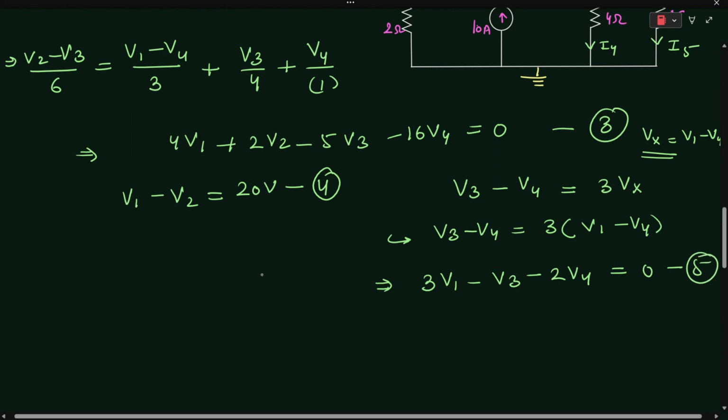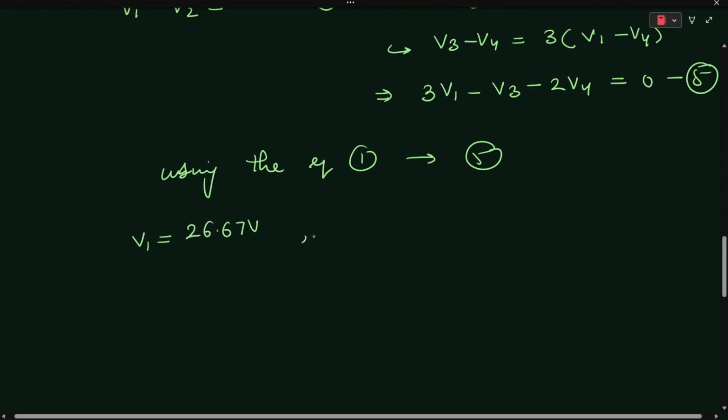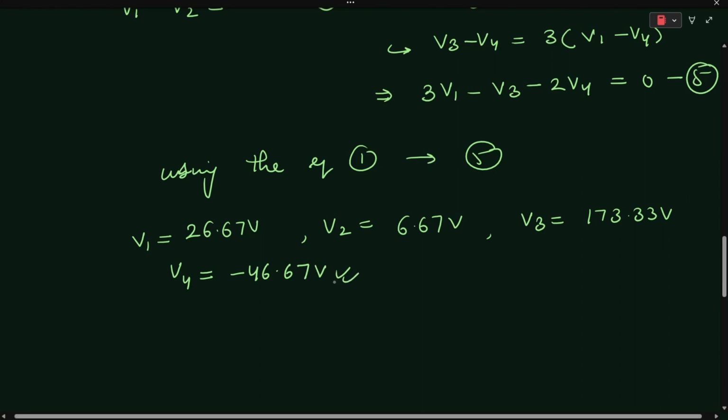Using equations 1 to 5, we can say that the value of V1 will be equal to 26.67 volts, V2 will be equal to 6.67 volts, V3 will be equal to 173.33 volts, and V4 will be equal to minus 46.67 volts. I hope it is clear how we are solving this problem.